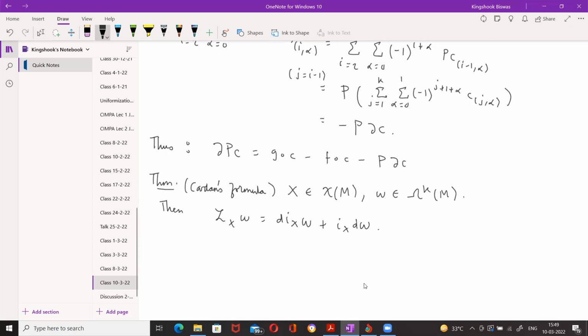Okay. So we've defined the interior contraction. We know what the Lie derivative is. We've defined the exterior derivative. So is this clear? The left hand side is a K form. The right hand side, these two are also K forms, because I_X will decrease the degree by 1 and then d will increase the degree by 1, right? So this will also be a K form and this will also be a K form. Is this clear?